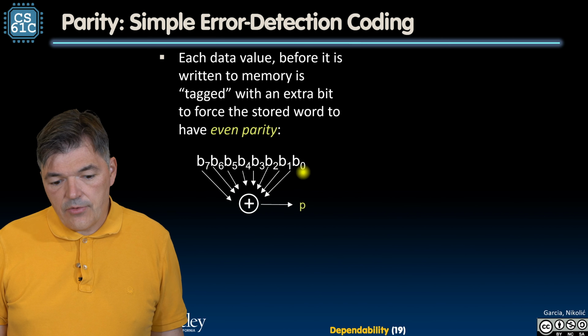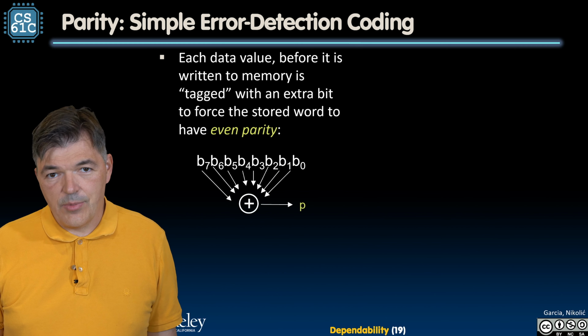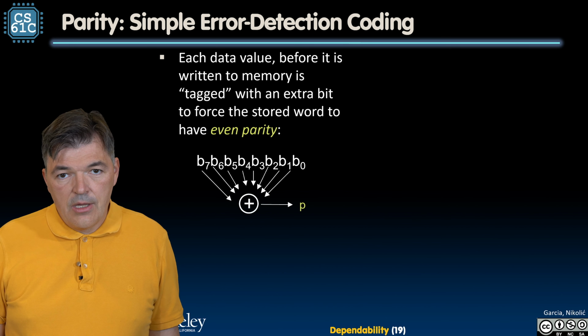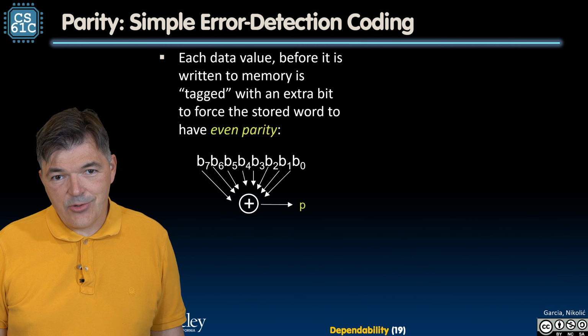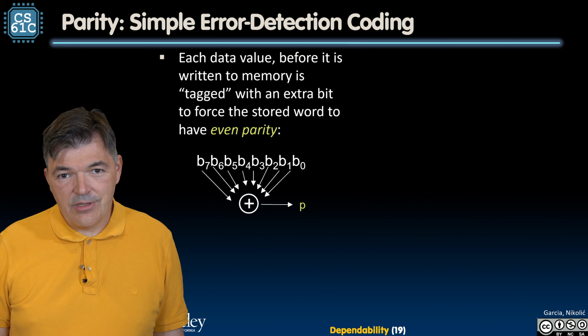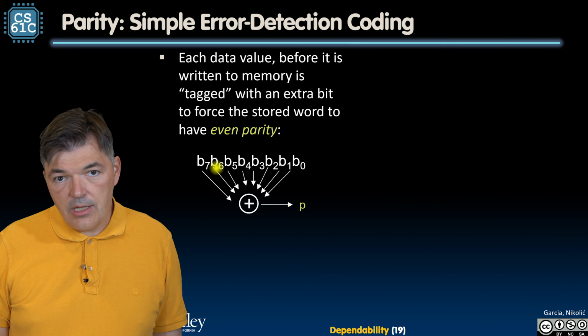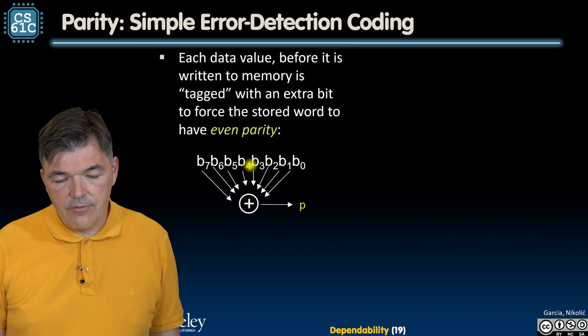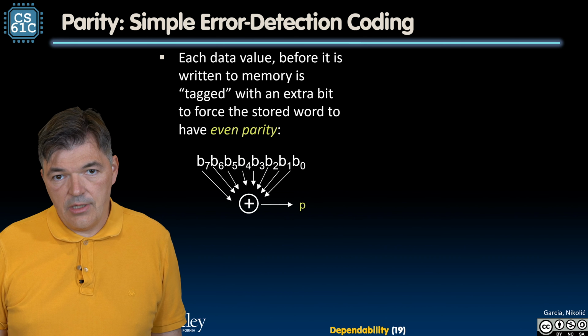So if we are working, for example, with 8-bit words, in this example, and the exact same thing applies for 32-bit words, how would we find out how many ones we have in this word? Well, we'll just pass it through an n-input XOR gate, and that XOR gate is going to produce our parity bit. What we do then, we take all these 9 bits, 8 bits that are our data value, and the parity bit, and store them all together in the memory.